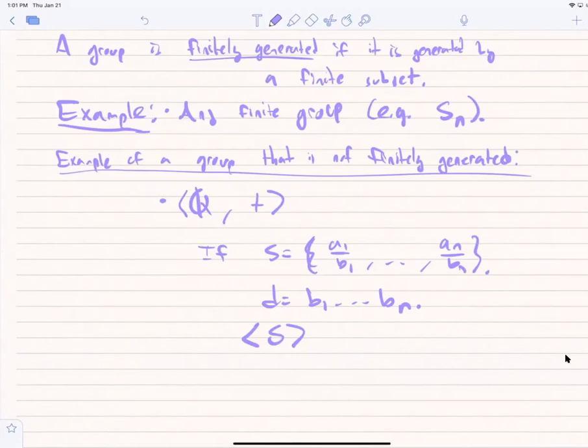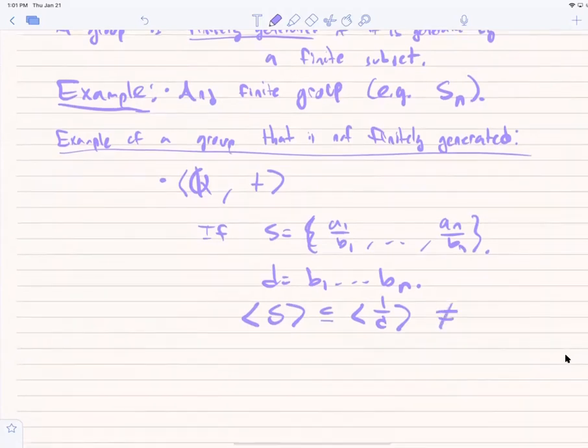And what you're saying is that this is contained in the subgroup generated by 1 over D, where you take D as the product of the denominators. And that's definitely not all of Q, because 1 over D plus 1 is not in it. Great. Yeah, that's a nice way to say it. Okay, good. And so Q with addition is still an interesting group to consider, and the real numbers are also not finitely generated as another example.